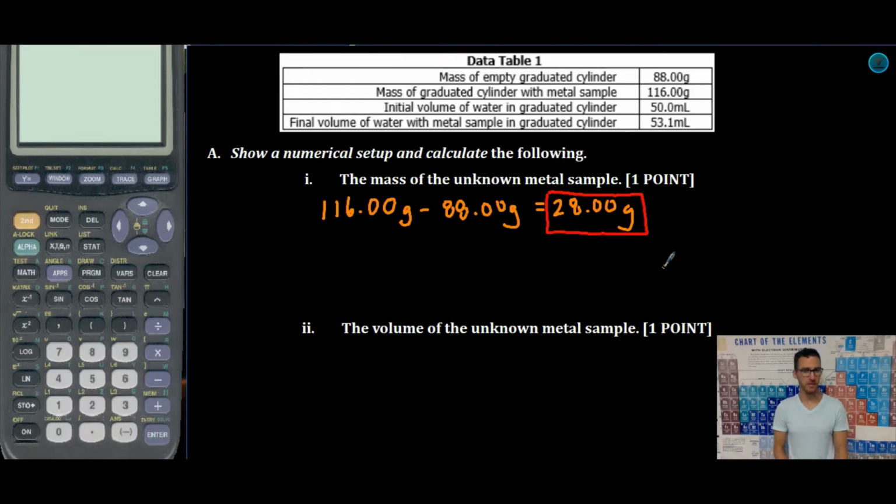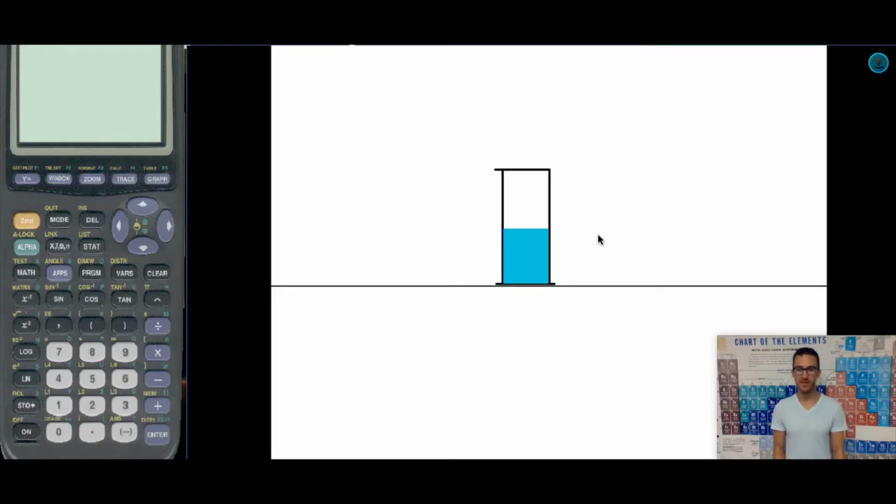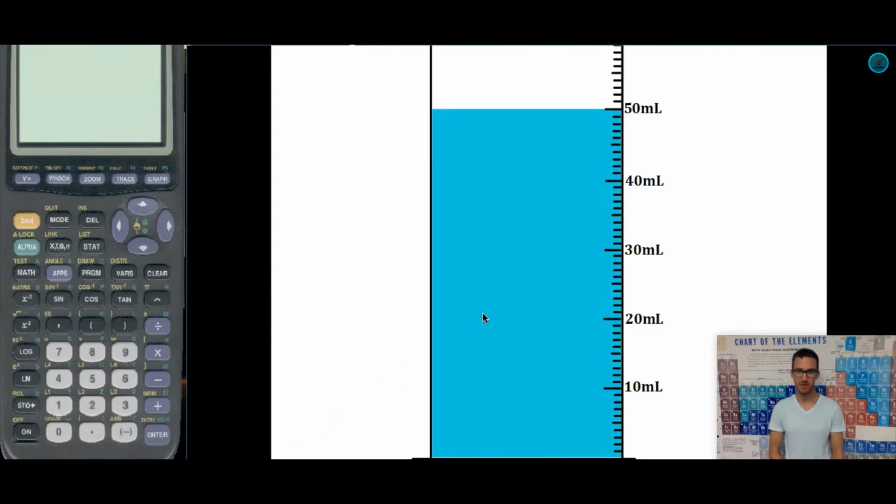Subpart II, the volume of the unknown metal sample. Once again, think about the data in the table, and think about how you perform this in the lab. We first put 50.0 milliliters of water in an empty graduated cylinder. We're going to zoom in here so you can more clearly see what that volume is. 50.0, be mindful of how we use significant figures to read pieces of equipment in the lab.